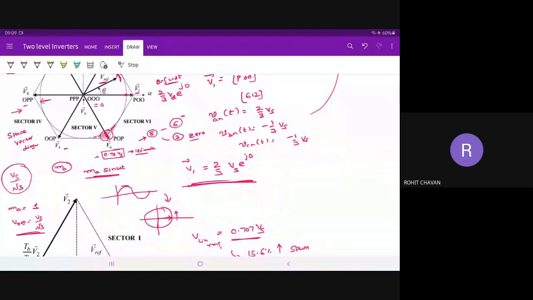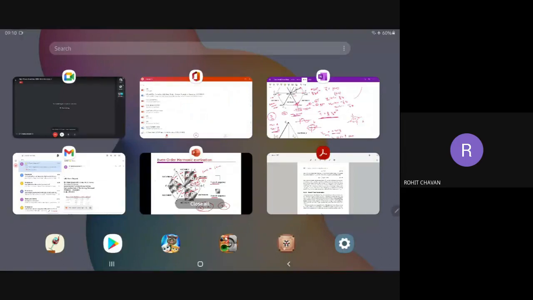In the previous class we discussed sine PWM. Has anyone implemented that? You all have MATLAB, right? We discussed sine PWM, unipolar, bipolar, and all. If you implement it, then only you will understand.